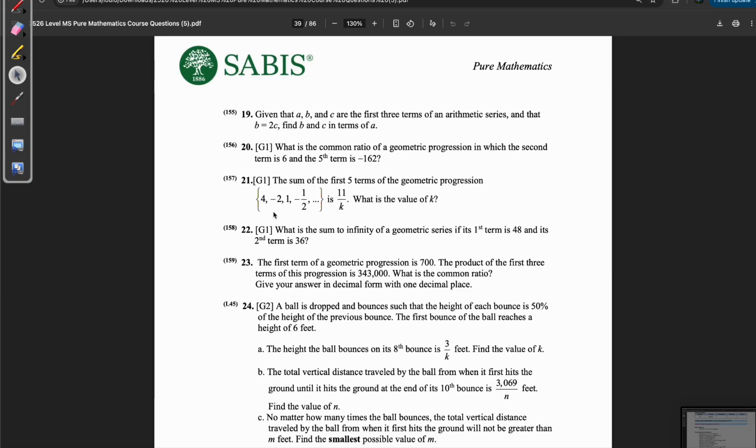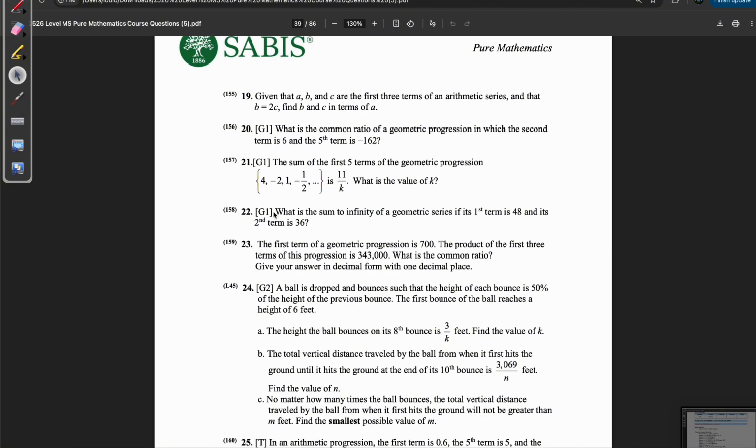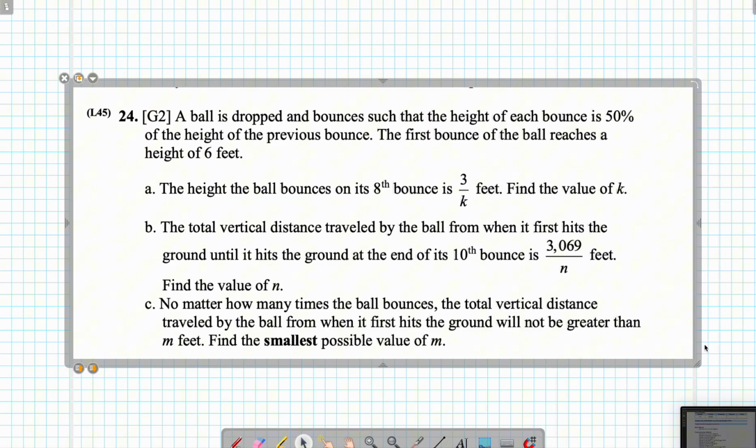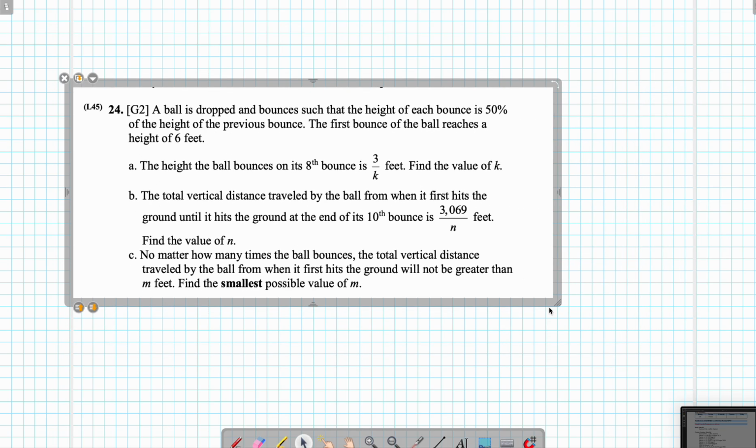This one. A ball is dropped and bounces such that the height of each bounce is 50% of the height of the previous bounce. The first bounce of the ball reaches a height of 6 feet. Find the height of the ball on its 8th bounce. Now this will probably come. Not probably, it's 100% gonna come.